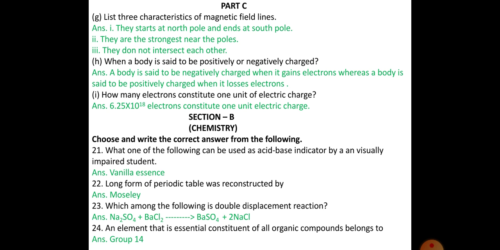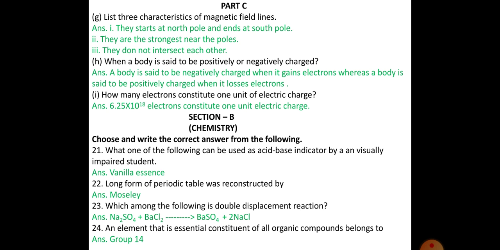Why is a body said to be positive? Actually, this is question G's answer. Number 3, they do not intersect each other. Then, when is a body said to be positively or negatively charged? A body is said to be negatively charged when it gains electrons, whereas a body is said to be positively charged when it loses electrons.